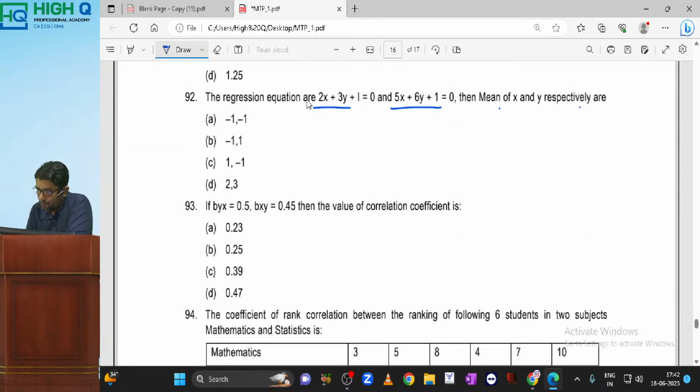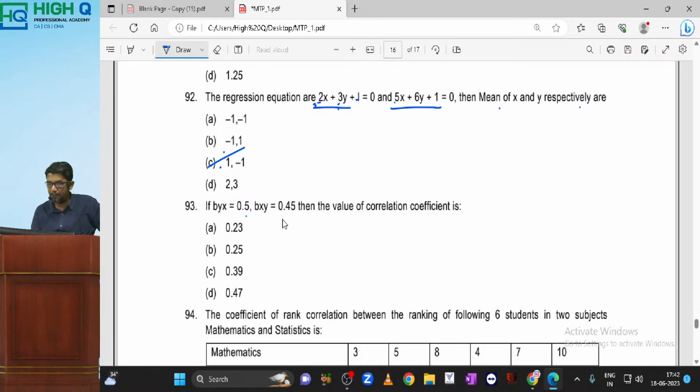Next step. Let me check. Minus 1 comma minus 1? No. Minus 1 comma plus 1? No. 1 comma minus 1? Yes. Yes. 1 comma minus 1 is the answer.